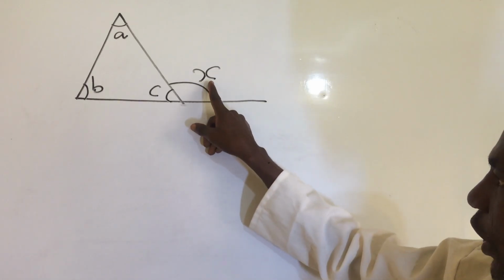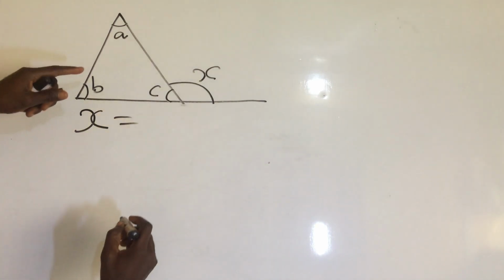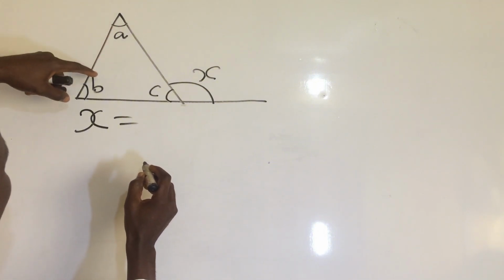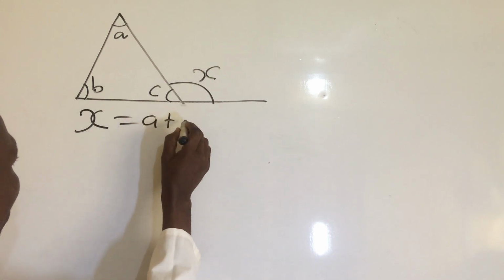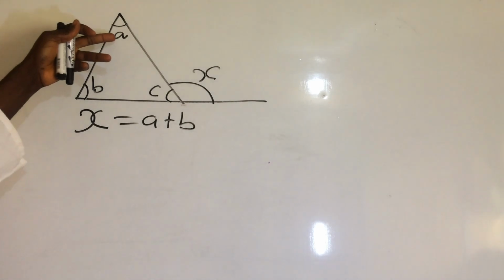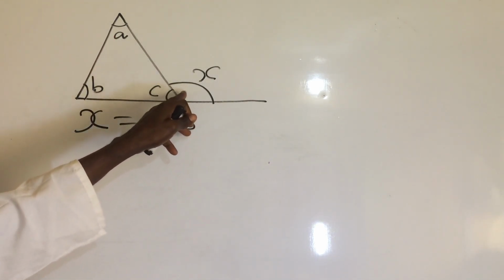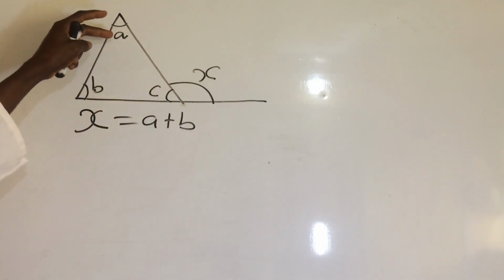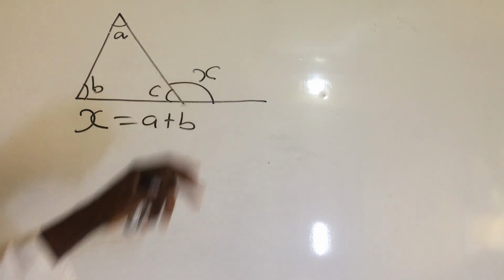This exterior angle, we call x, is equal to the sum of the two angles opposite to it, the sum of these two interior angles. Whenever you have a value here and here, and they ask you to find the value of this exterior angle, this angle outside this triangle, you just add this plus this. That will give you the angle they're asking for.